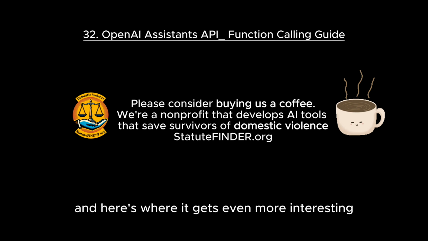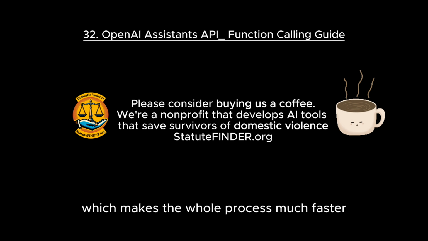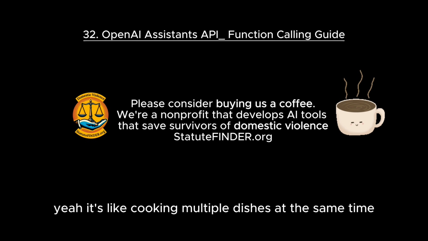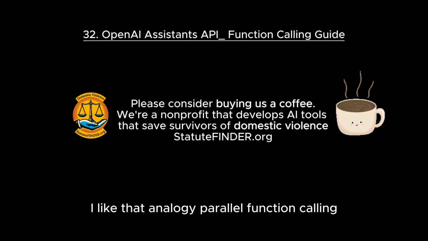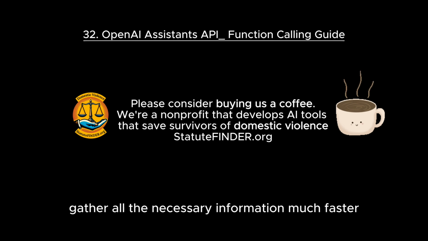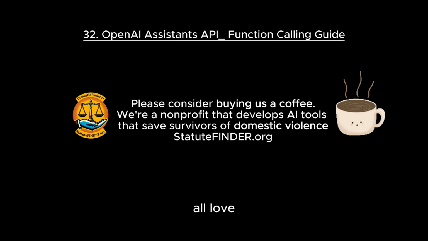Exactly. And here's where it gets even more interesting. The assistant can actually run those functions simultaneously, which makes the whole process much faster. We call that parallel function calling. Wow, that sounds super efficient. Yeah. It's like cooking multiple dishes at the same time instead of waiting for one to finish before starting the next. I like that analogy. Parallel function calling really allows the assistant to gather all the necessary information much faster and give you that instant gratification that we all love.